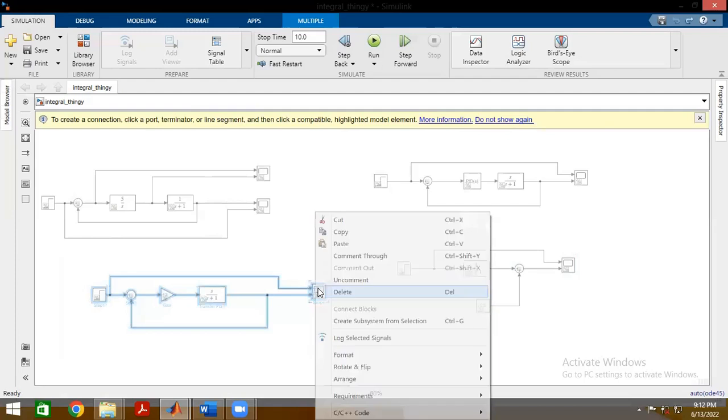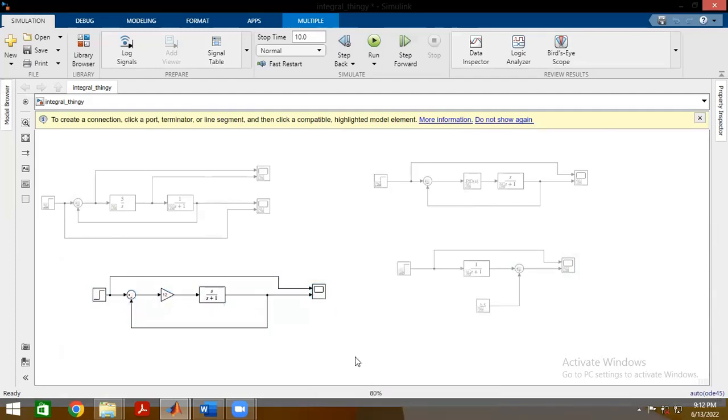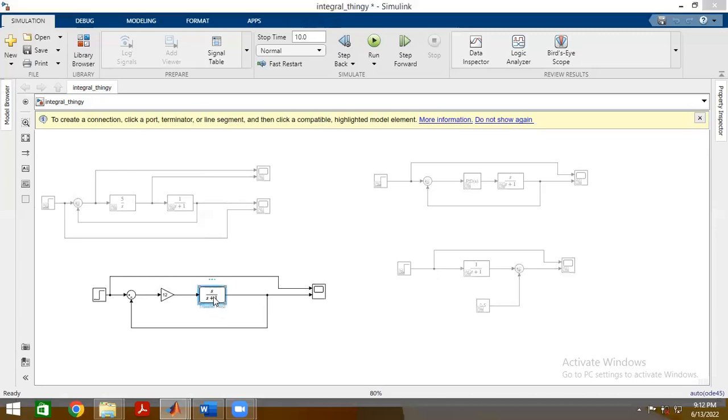What if we had feedback? What do I mean by feedback? By feedback, I mean we take the output, we bring it back, and we subtract it from the input. We get an error, we amplify the error by some factor, and we feed it to the system. Let me just rectify this.